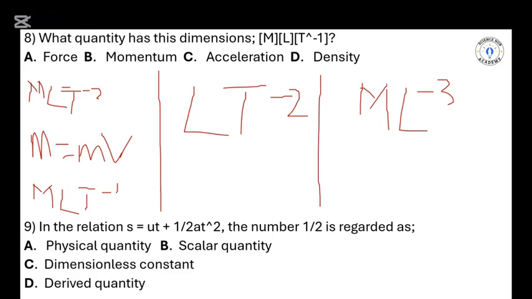Question 9 says, in the relation s equals ut plus half at squared, this is one of the equations of motion. So the number 1/2 is regarded as what? Numbers do not have dimension, so they are known as dimensionless constants. Option C is correct for that.